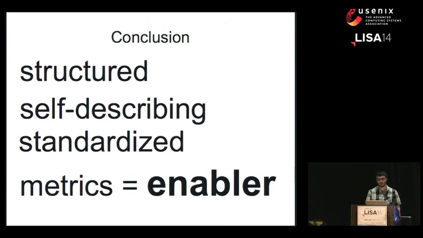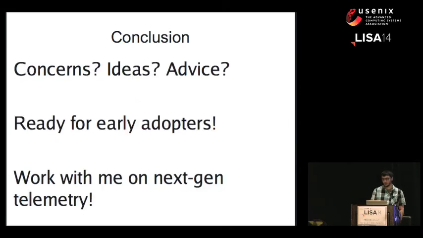So in conclusion, I think that if you structure your metrics a little better, and if we do a better job at making them self-describing and using some standardization, we enable a lot of useful things. I hope that I did a good job at going over them. If you have more ideas or concerns or advice, please let me know. I would be very curious to hear your thoughts. It is ready for early adoption. At Vimeo, we're already using most of this stuff. And I would like to work with you on advancing telemetry and making it better, using these ideas and seeing as a community how we can do a better job at this.